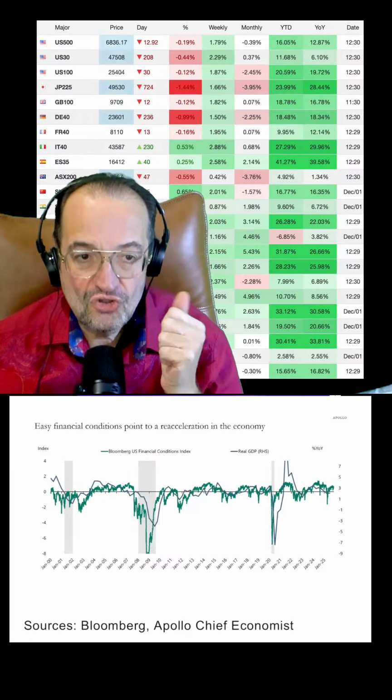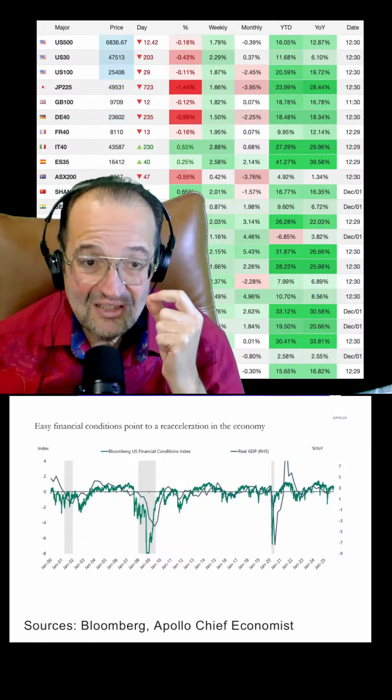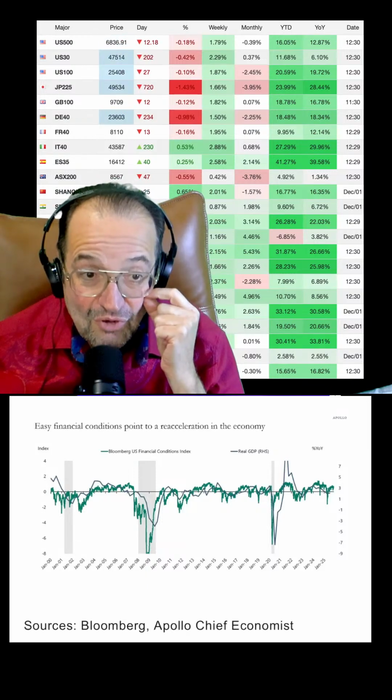So in conclusion, the chart is sending a powerful message. Even if the headlines feel uncertain, the underlying conditions point towards renewed momentum in the U.S. economy.